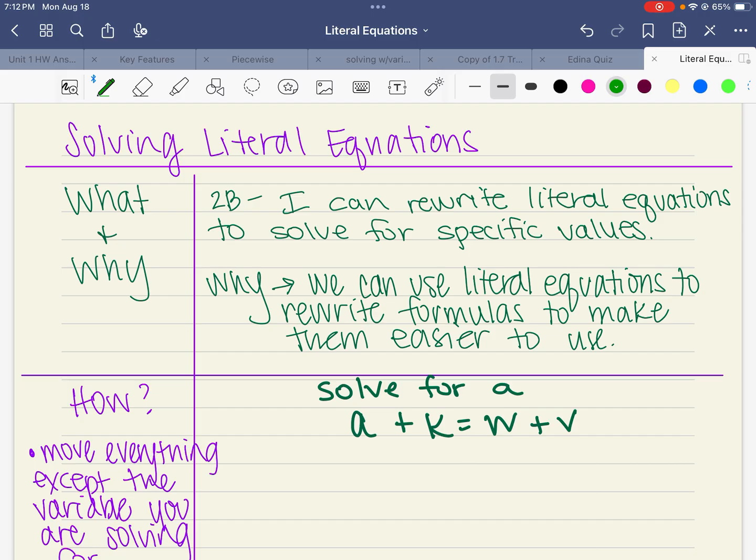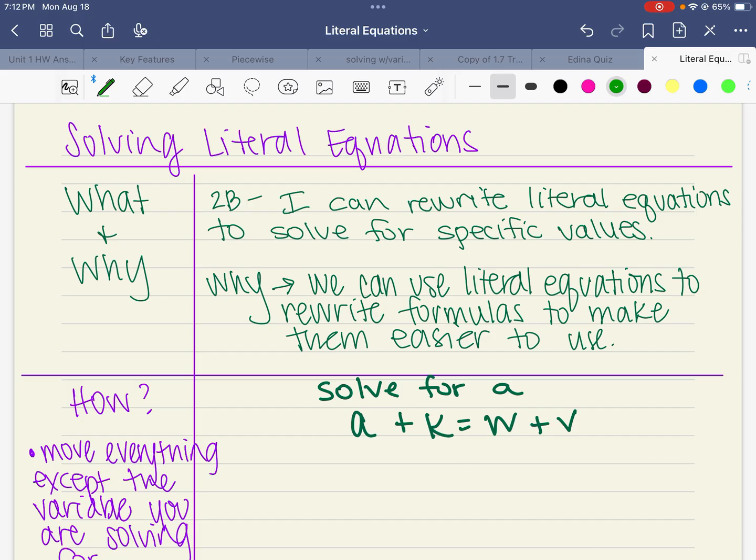Okay, so we've been solving equations. Now we're going to talk about solving literal equations. So what are they and why do we need this? Literal equations are just equations that are going to have more than one variable in them. So when we solve, we're not going to get answers like x equals 3. We're going to get answers that have other variables in them. But your goal is still just get the variable alone that you're trying to solve for.